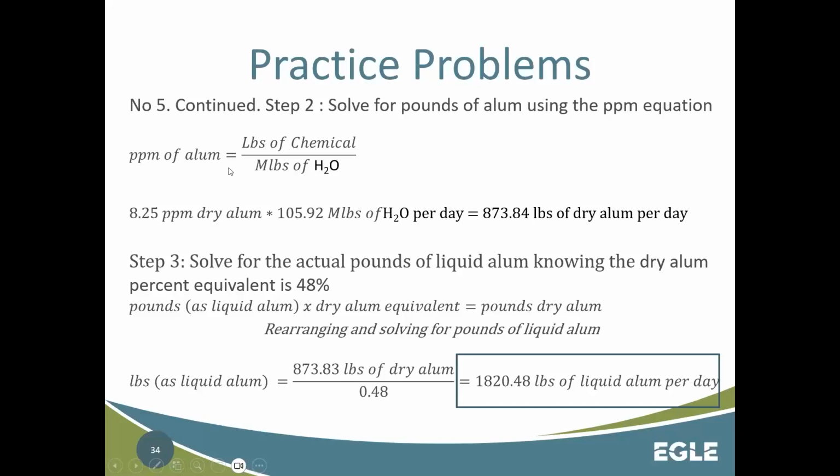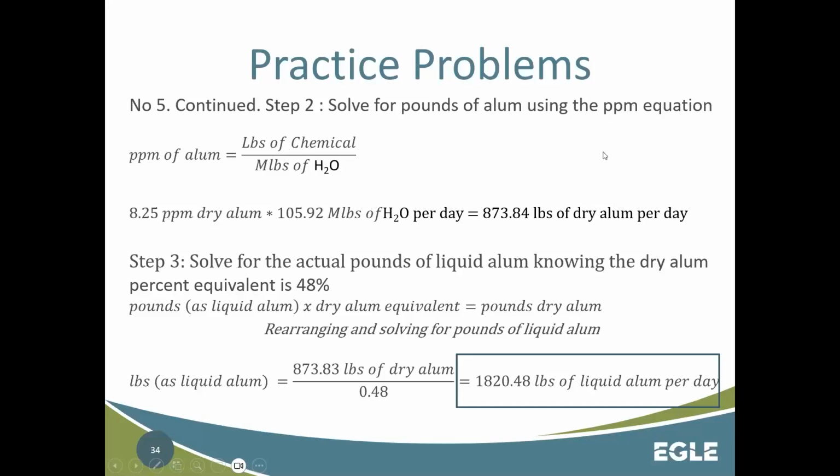And again, this is just us rearranging this formula. We want to solve for pounds of chemical. So millions of pounds of water comes across the other side of the equation, and when it does that, it moves from the denominator to the numerator. So that's how this formula was determined.